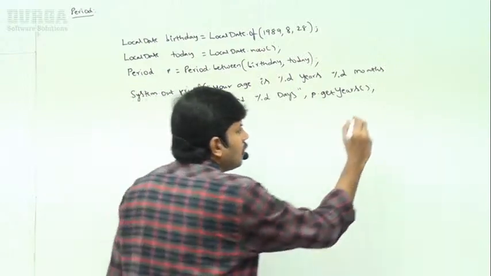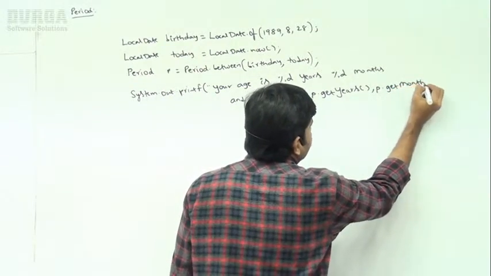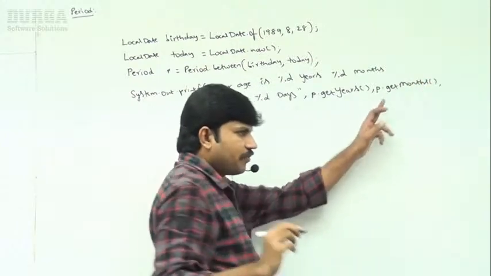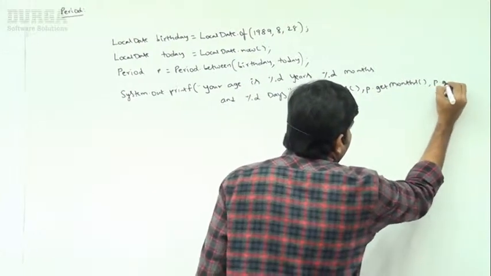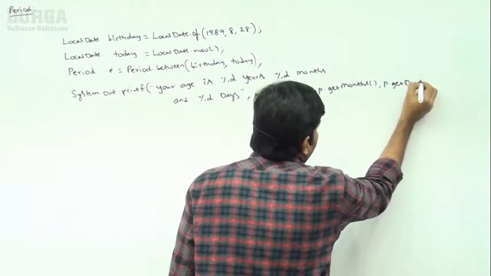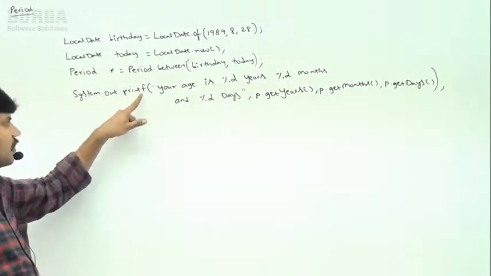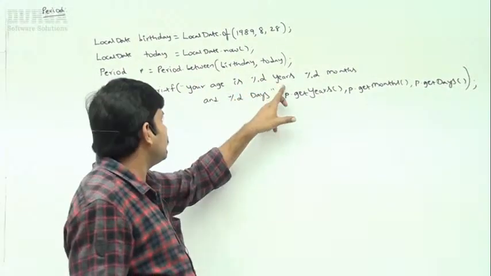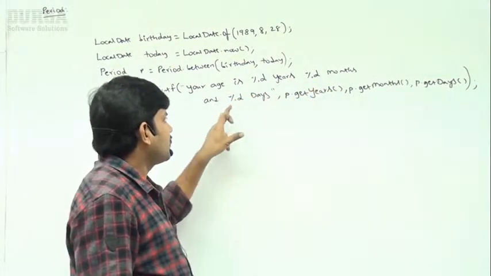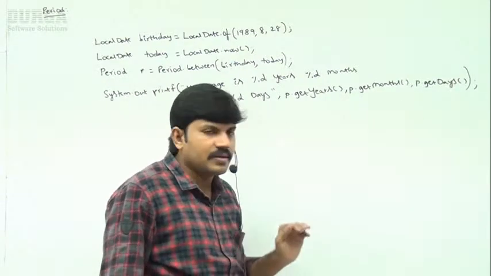Years value. P.getMonths(). Are you getting how many months? P.getMonths(). Similarly, P.getDays(). Are you getting that? P.getDays(). So System.out.print, your age is %d years, %d months, %d days, P.getYears(), P.getMonths(), P.getDays().